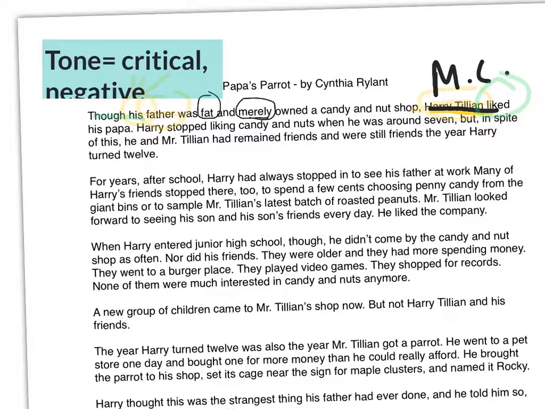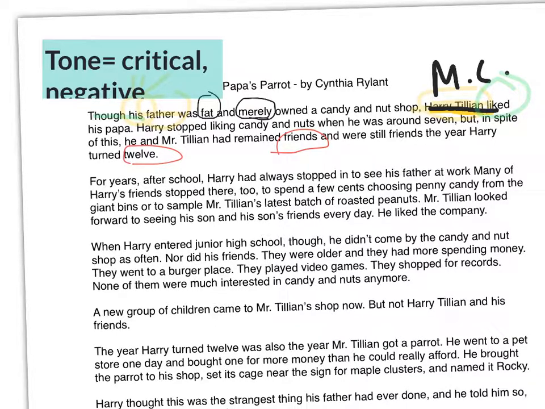Next sentence. Harry stopped liking candy and nuts when he was around 7 years old. But in spite of this, he and Mr. Tillman had remained friends and were still friends the year Harry turned 12. Now, it might be hard to imagine not liking candy or nuts, at least for me. Okay, but that they had, I'm saying the past tense, remained friends. And now how old is Harry?